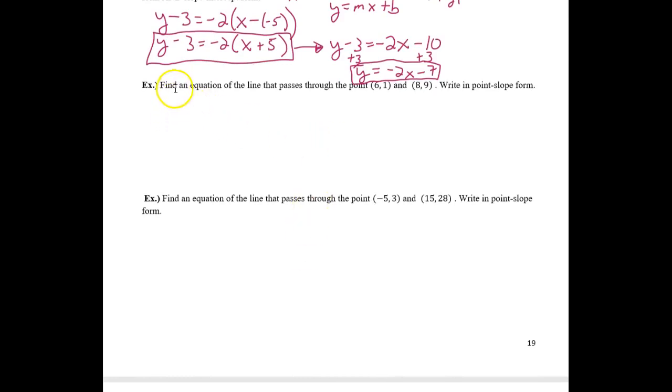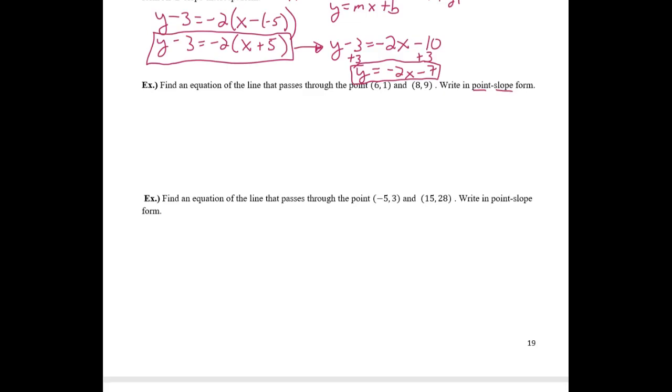This next one says, find an equation of a line that passes through the points (6, 1) and (8, 9), in point slope form. Now, in this example, we don't have a slope. We need to write it in point slope form. We need a point and we need a slope. We have multiple points, but we do not have a slope.